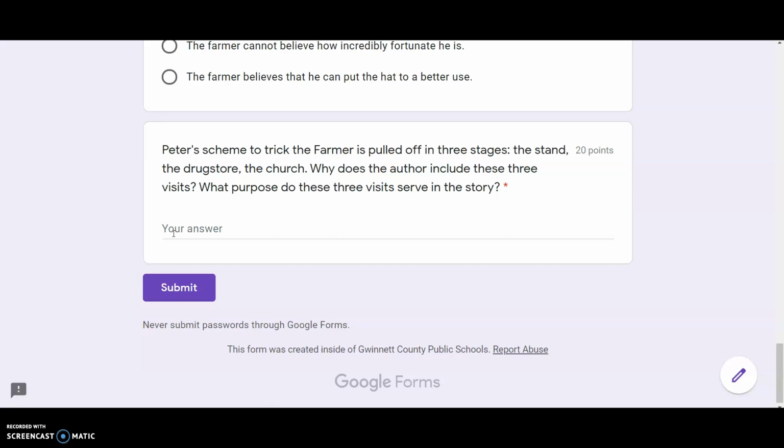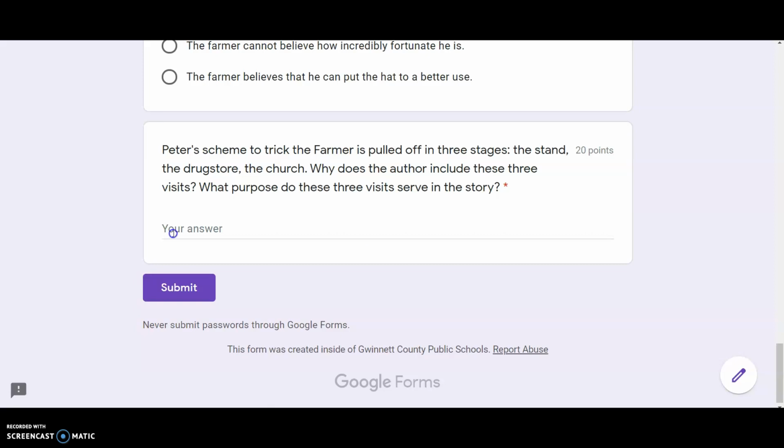So think about the story as a whole. Peter really needed to use these 3 people in order to pull off his plan or his trick, and he needed the stand, the drugstore, and the church to help the farmer realize that his plan or his trick would actually work. So having these 3 different visits really helped the farmer see that Peter may not have been playing a trick on him.